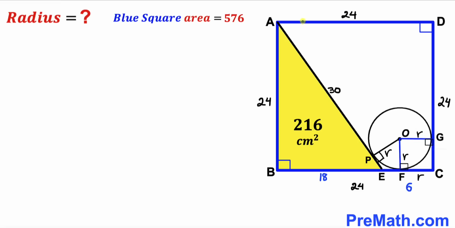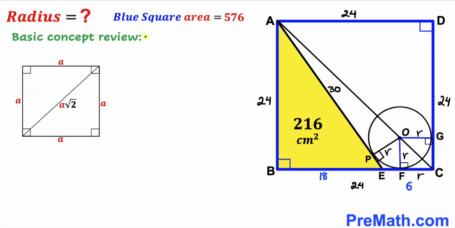And in this next step, I'm going to connect these vertices A and C, as you can see in this next step. And that will be going through this center O for sure. And now let's make an observation. We can see that this AC is the diagonal of this big blue square ABCD. And likewise, this OC is the diagonal of this tiny square FCGO.